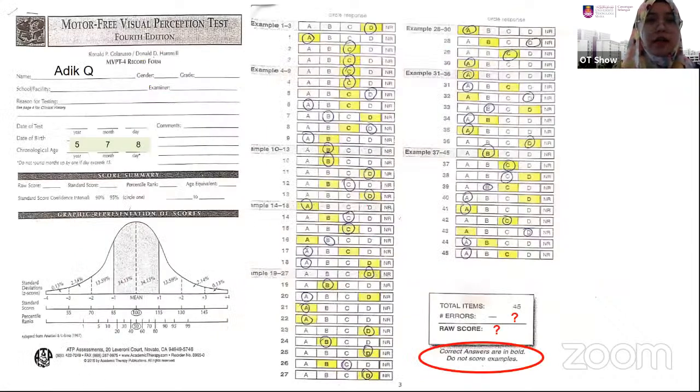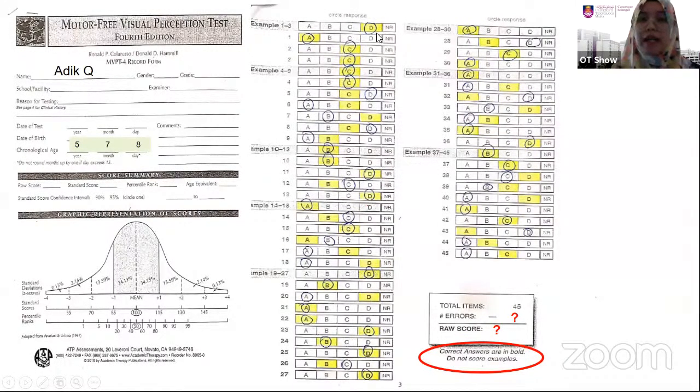Alright. Okay, for example adik Q. Adik Q tadi kita dapat usia dia 5 tahun 7 bulan 8 hari. Yang sebelah sini ada dia punya circle respond. Okay, kita minta tuan-tuan dan puan-puan tengok yang saya warnakan warna kuning itu.